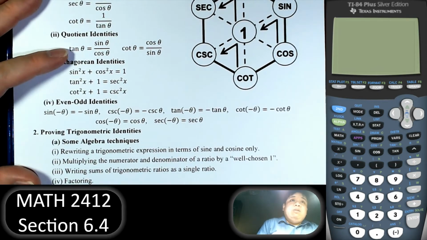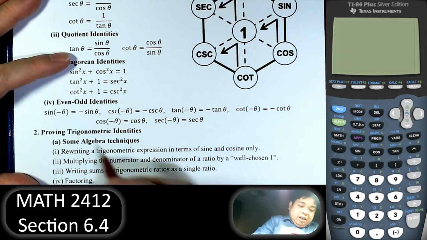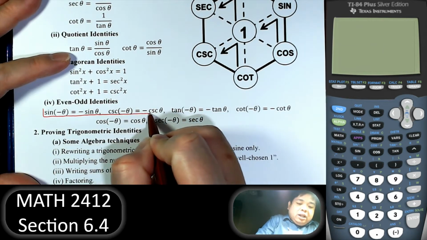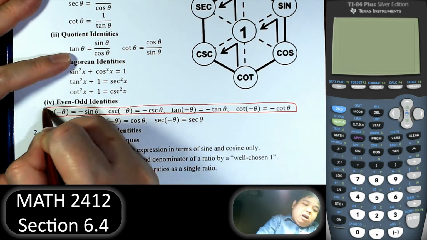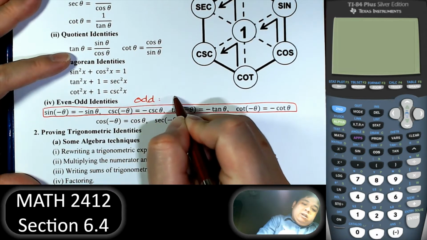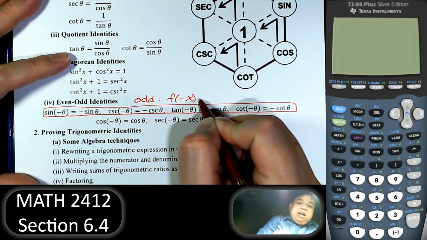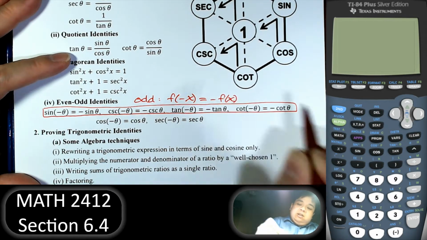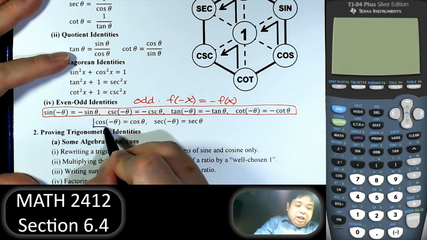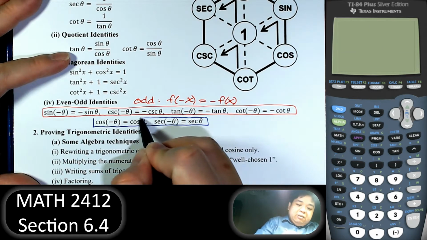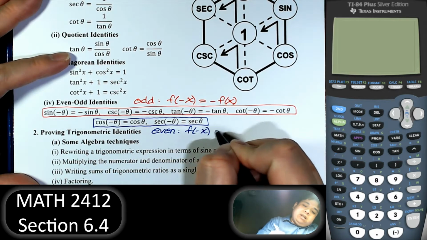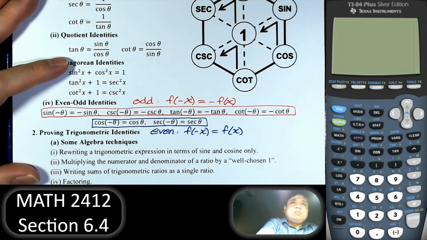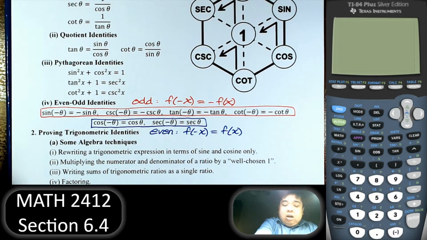We also have even and odd identities. The functions sine, cosecant, tangent, and cotangent are odd functions, and for an odd function, by definition, f of negative x is equal to negative f of x. The other two functions, namely cosine and secant, are even, and for an even function, f of negative x equals f of x. So these are the identities that we know, the basic identities.